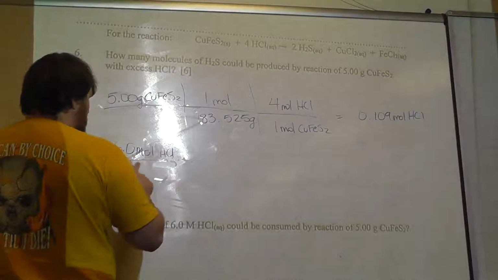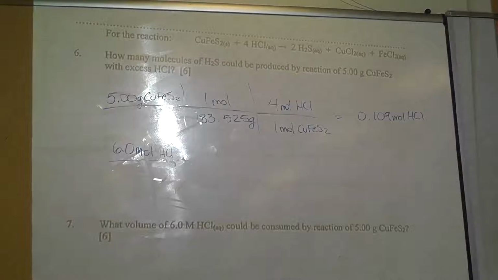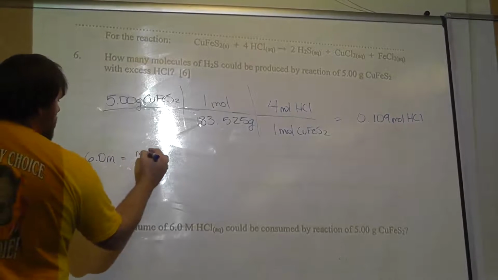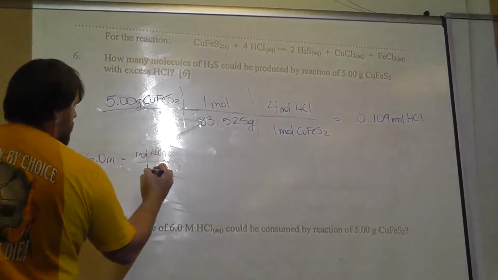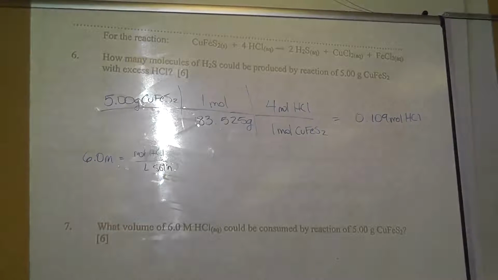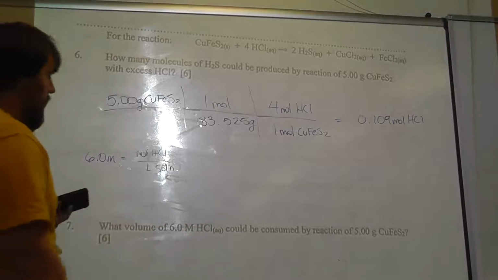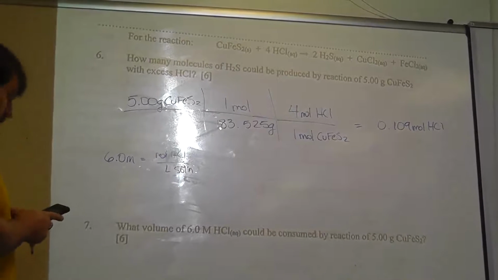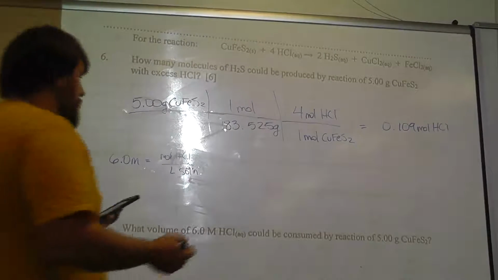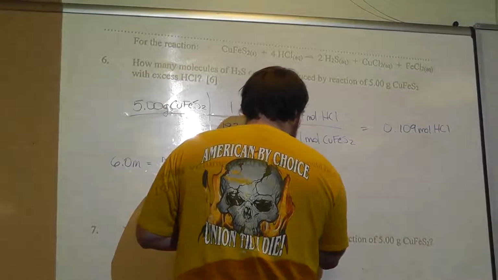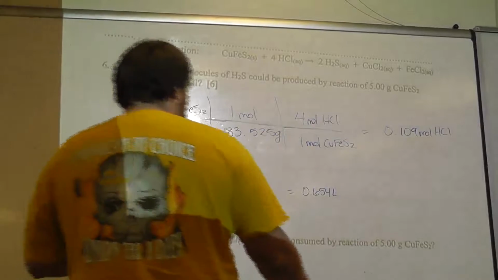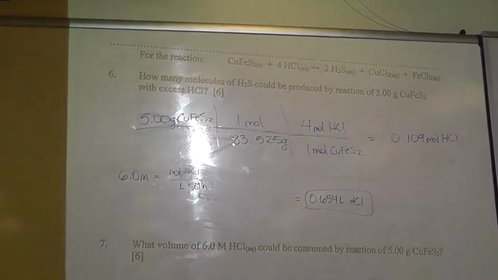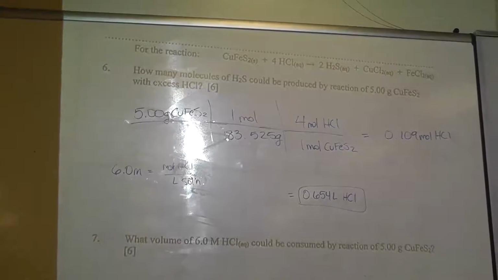And what we can do with this is we need to rearrange your molarity here. Okay, so you can take your molarity here and multiply by moles, right? And that's going to cancel out our moles and just leave us in volume. So if you take 6 molar times 0.109, I'm getting 0.654 liters of HCl had to be used to react that 5 grams of copper iron sulfide. That 0.654, you should be getting something close to that within rounding.